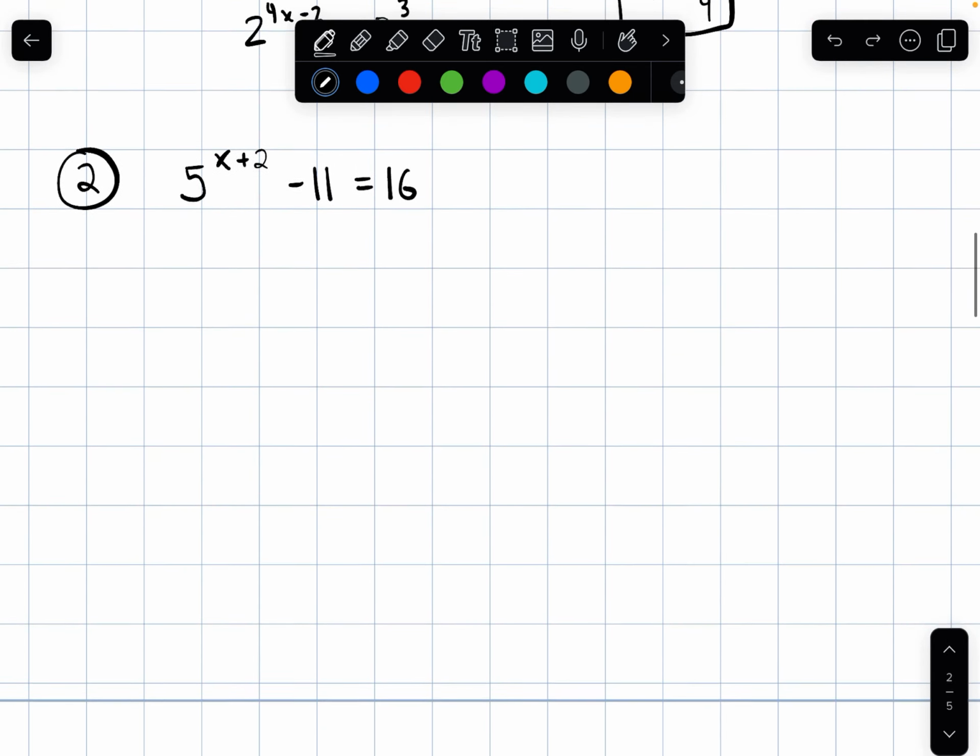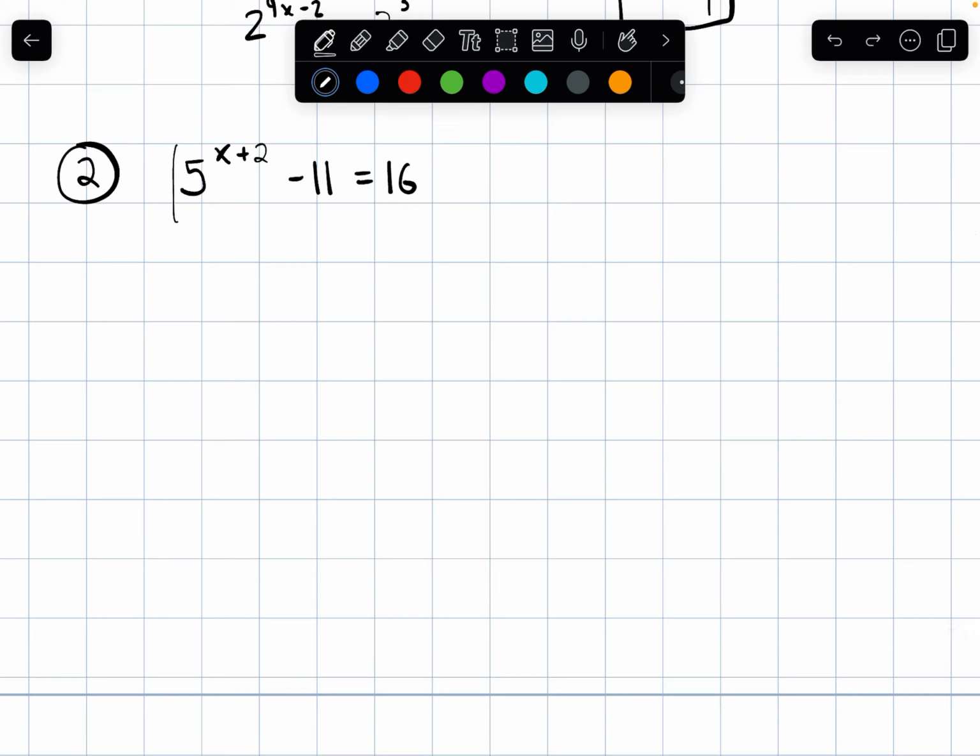So let's look at number 2 here. So in question number 2, again, I see that my base with the exponent is not isolated, so I'm going to try to get that isolated first by adding 11 on both sides. And we have 5 to the x plus 2 power equals 27. So at this point here, my power is isolated.